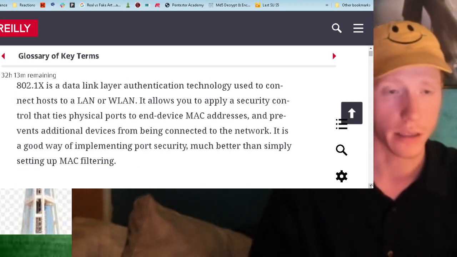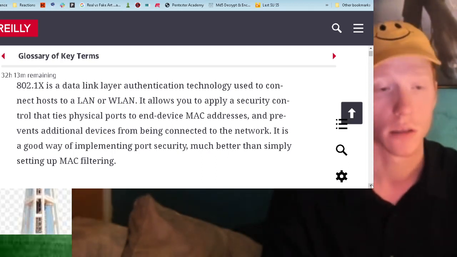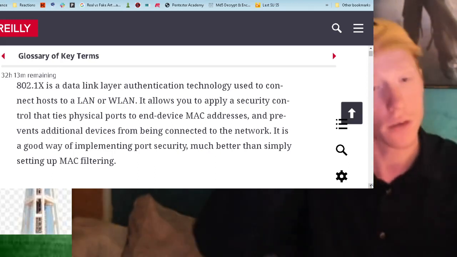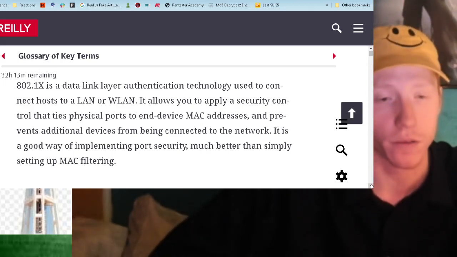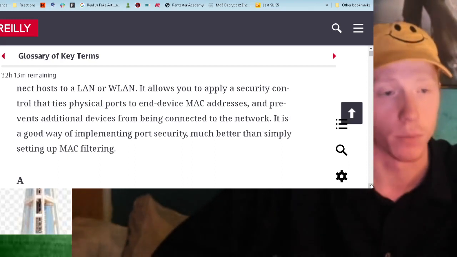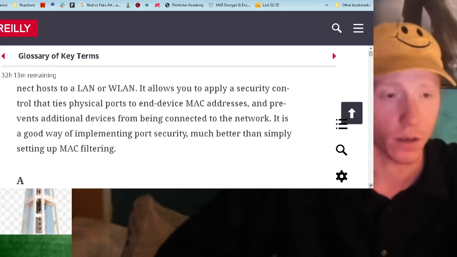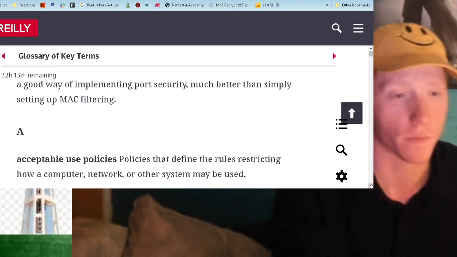802.1X is a data link layer authentication technology used to connect hosts to a local area network or wireless local area network. It allows you to apply a security control that ties physical points to end device MAC addresses and prevents additional devices from being connected to the network. It's a good way of implementing port security, much better than simply setting up MAC filtering.